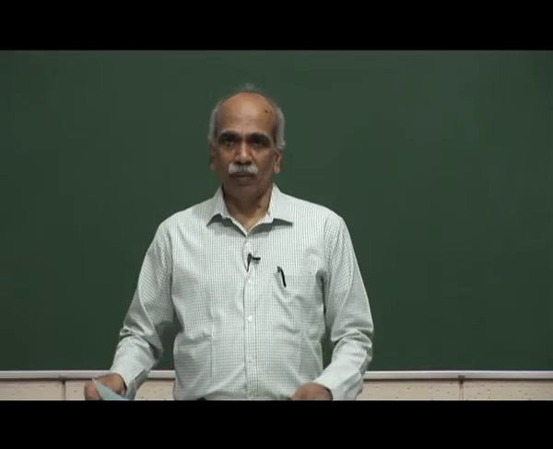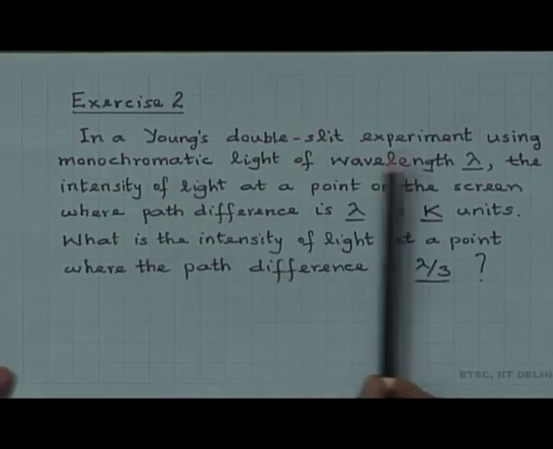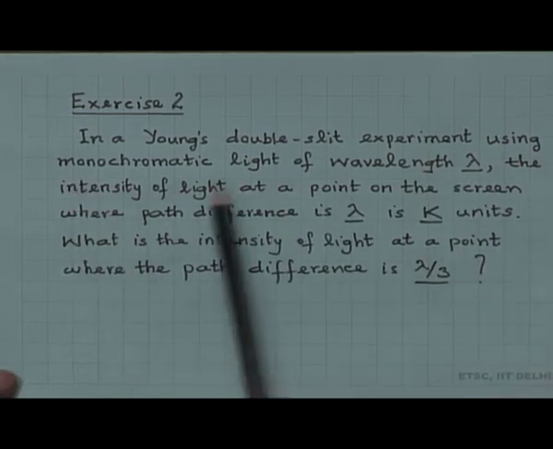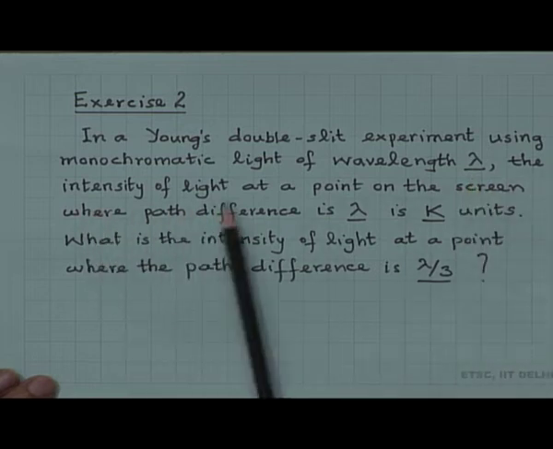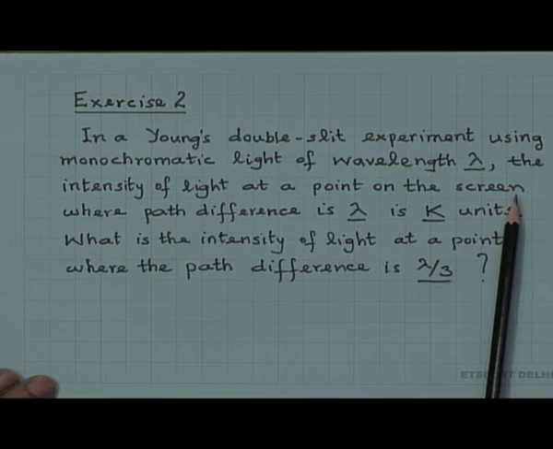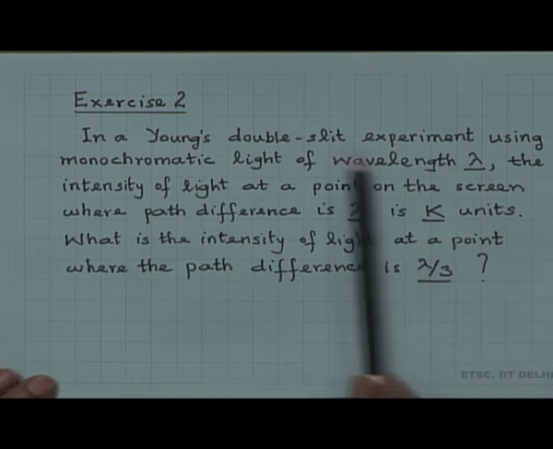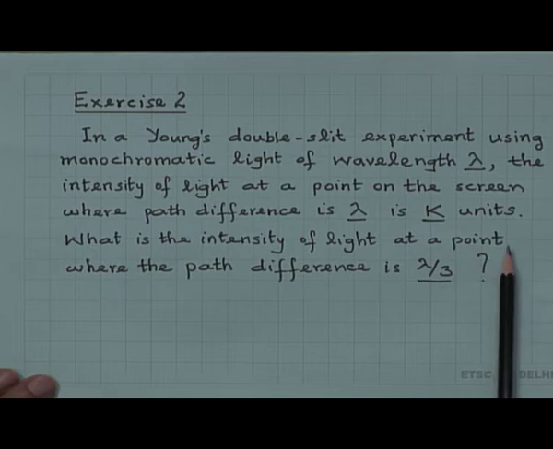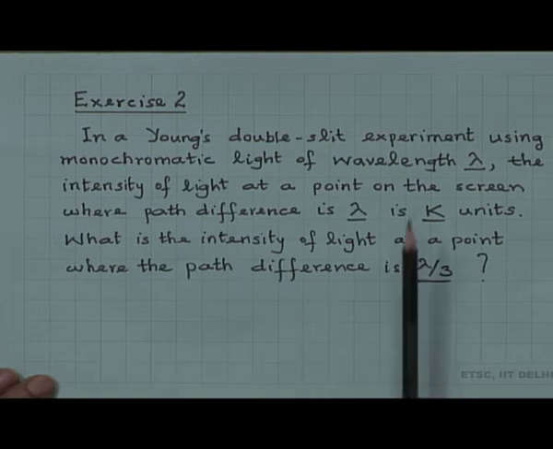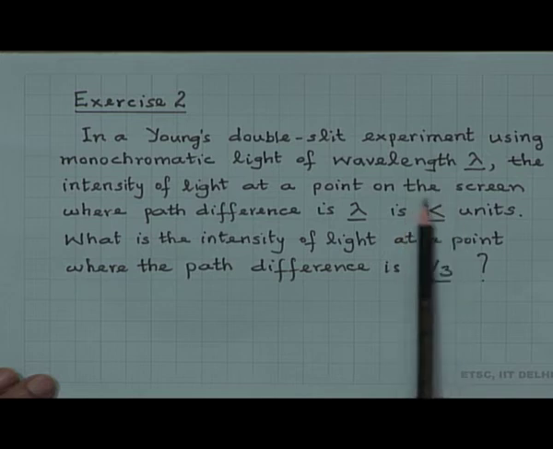Let us now take another, different problem. In a Young's double slit experiment using monochromatic light of wavelength lambda, the intensity of light at a point on the screen where the path difference is lambda is k units. What is the intensity of light at a point where the path difference is lambda by 3? Obviously, there are no numbers involved, therefore, the intensity should be expressed in units of k.